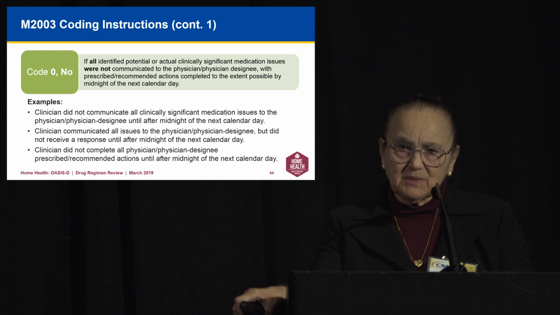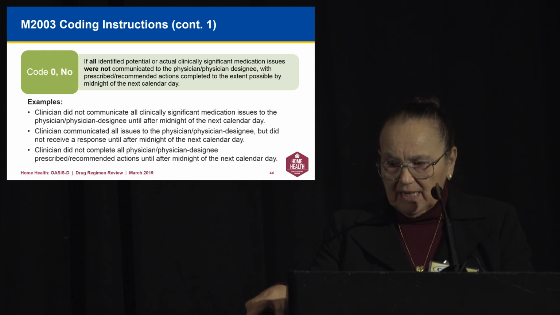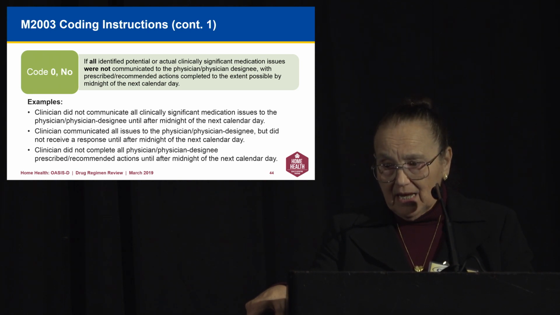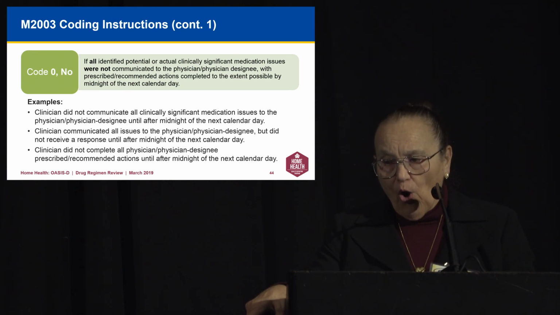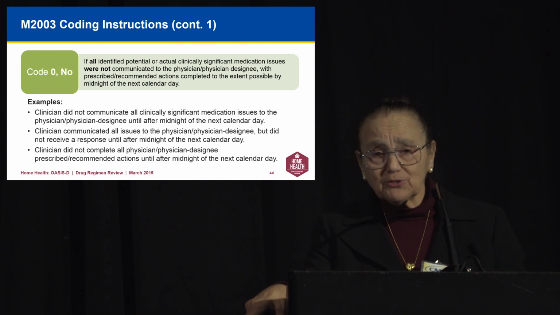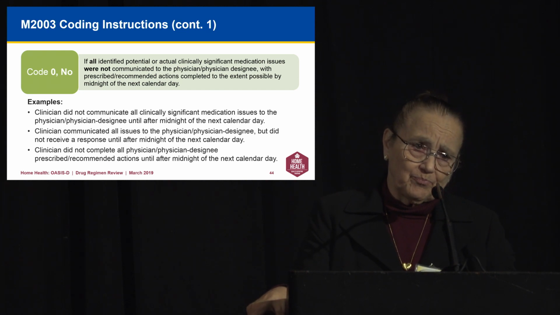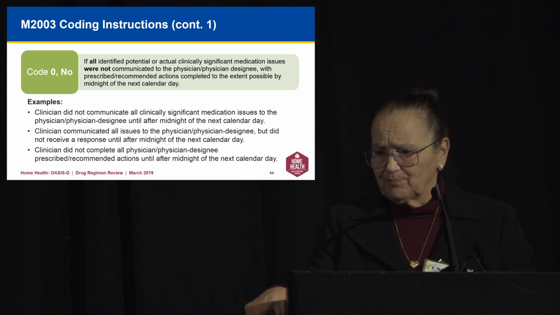You would code the item 0 or no if all potential or actual significant medication issues were not communicated to the physician or designee with the actions completed to the extent possible by midnight of the next day. Some examples might be where the clinician did not communicate all of the significant issues to the physician or designee until after midnight of the next calendar day. They got busy. That's what they'll tell you. Oh, forgot. I'll get to it.